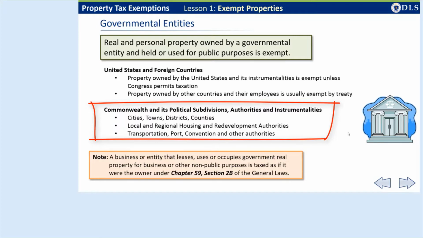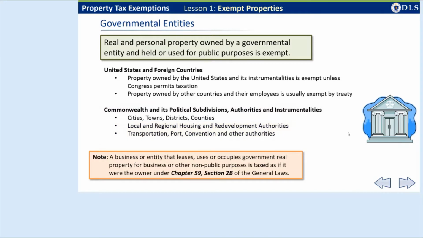There is no clause or other statute that exempts property owned by cities, towns, districts, and counties. However, court cases have held that property of these political subdivisions used for public purposes is exempt wherever it is located. Property of independent authorities and other public instrumentalities is also usually exempt under their enabling acts. This would include, for example, property owned by housing, redevelopment, transportation, port, and other authorities, and held for the purpose for which the authority was established.